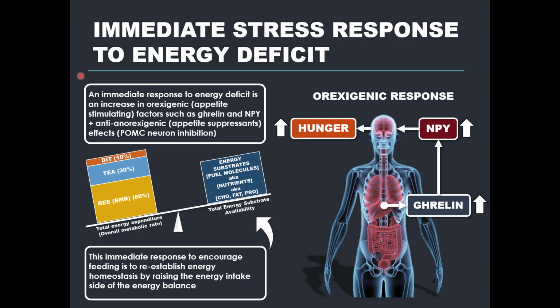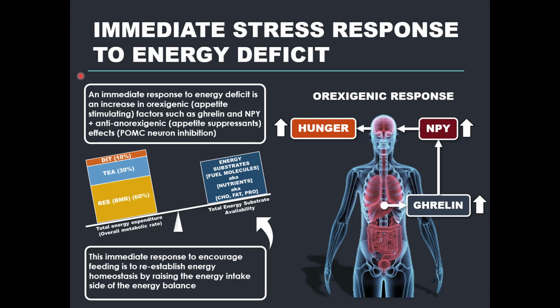And this is together with an anti-anorexigenic response. So we have orexigenic signals together with anti-anorexigenic signals. Now, orexigenic means hunger or appetite stimulating, so it encourages eating. Remember, anorexigenic is the opposite. So an anti-anorexigenic response simply means anti-satiety.